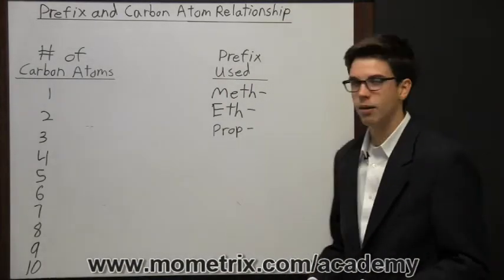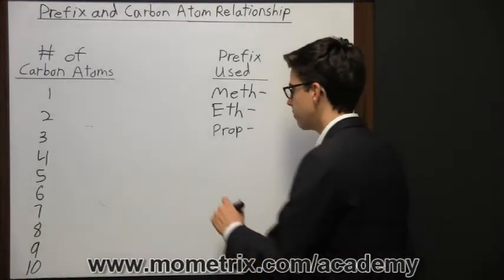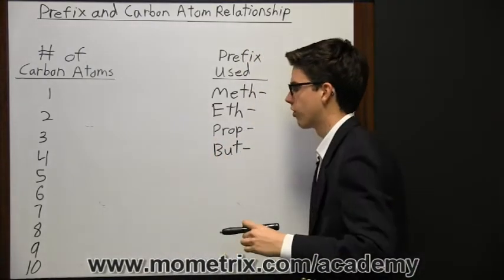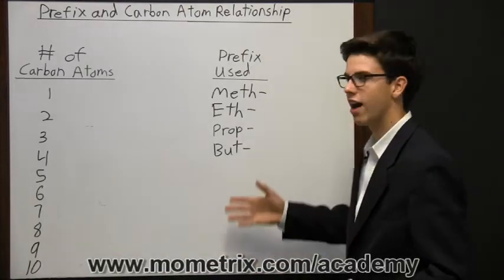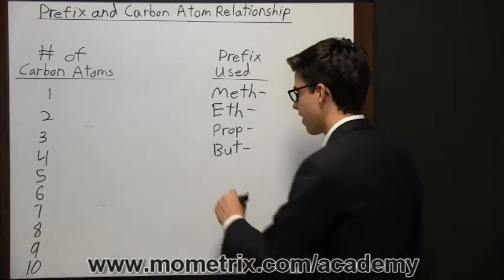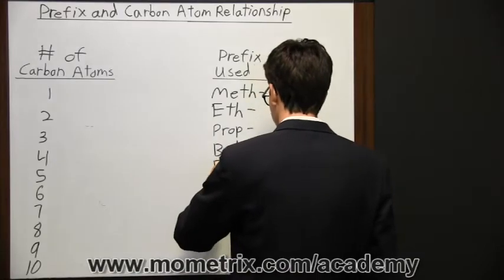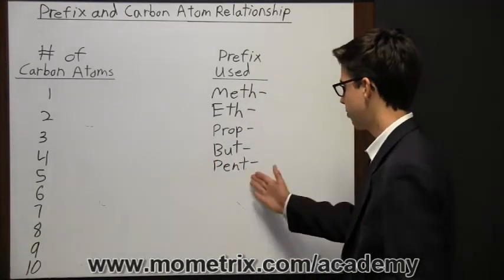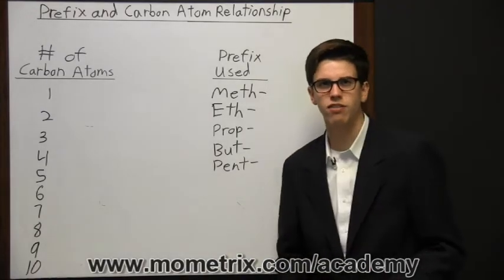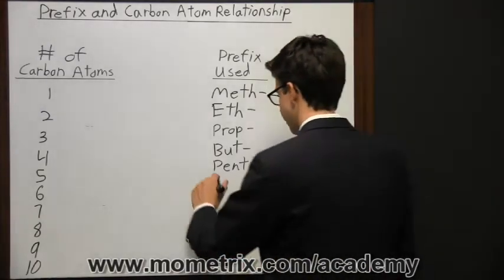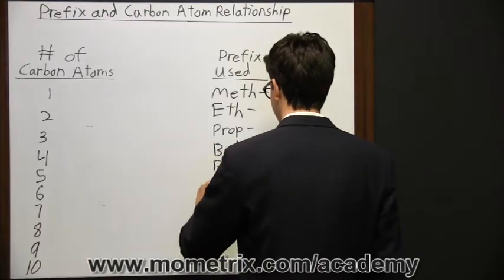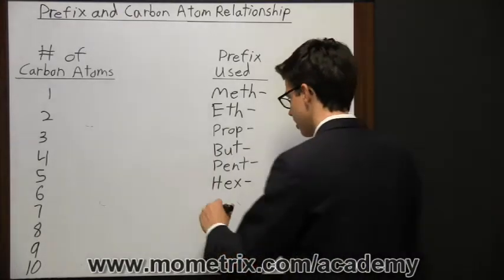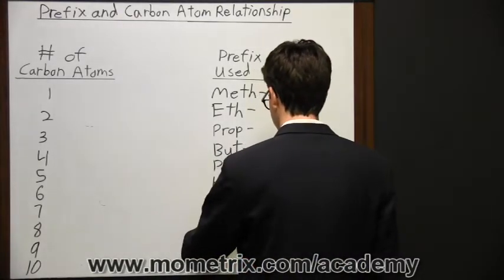So now we come to 4, and for that it's going to be BUT. So I'm just going to give examples for the alkanes. So for BUT, you would have butane. Then for 5, we have PENT, which you're probably already familiar with that prefix from like the pentagon, and so that would be for pentane. Then we have 6 carbon atoms with the prefix of HEX for hexane. Then for 7, it's hept for heptane.